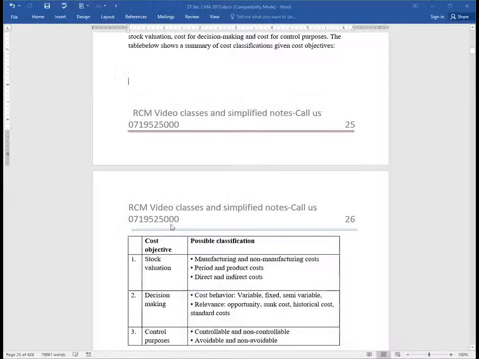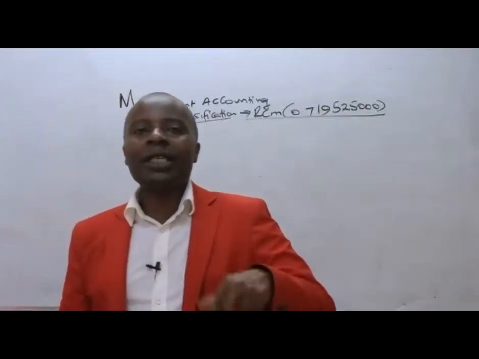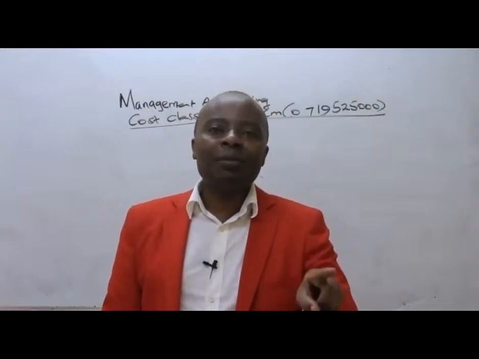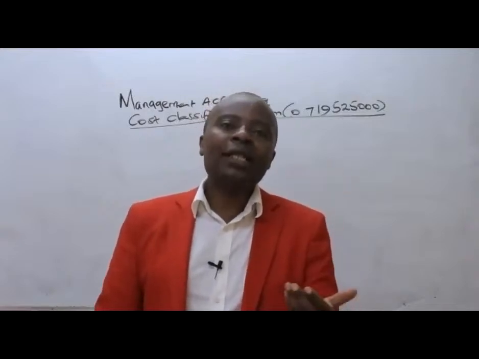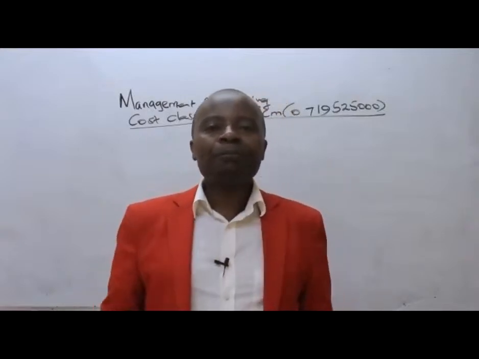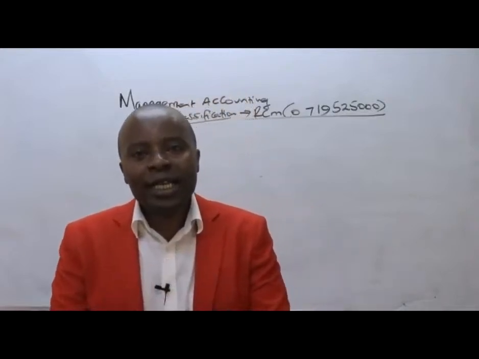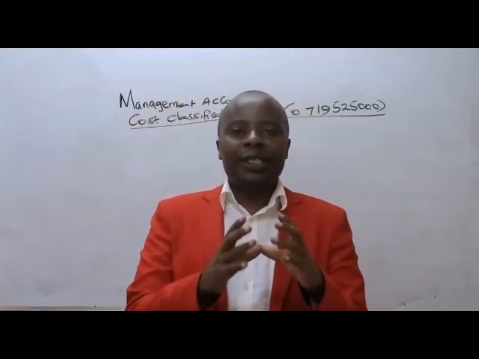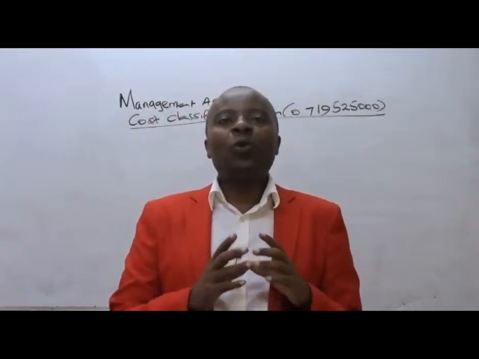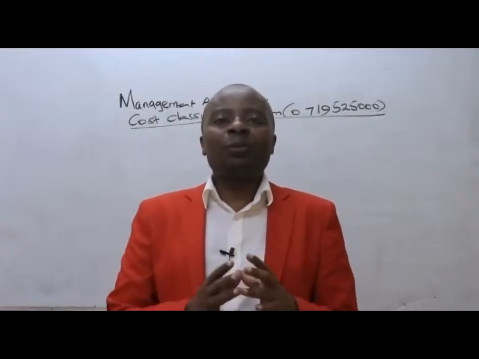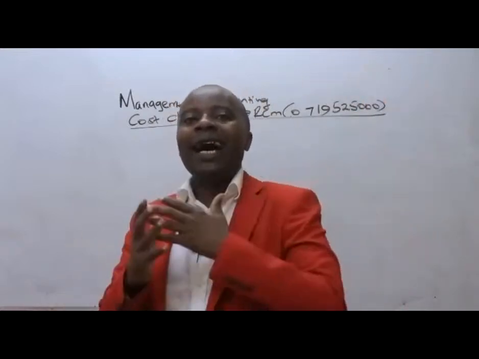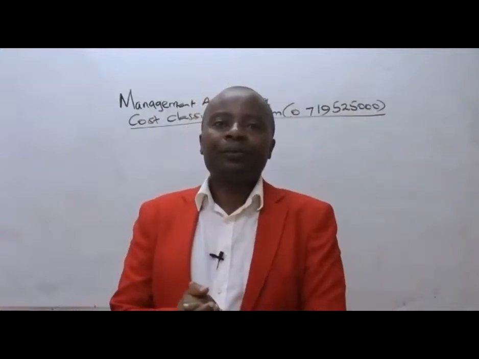From there, ladies and gentlemen, we have direct and indirect cost. Of course, this is a simple classification. Direct costs, ladies and gentlemen, are those costs that are attributable to the products that you produce. These are those costs that have got a positive relationship with the number of units that we produce. Should we produce more, then the direct cost will be more.